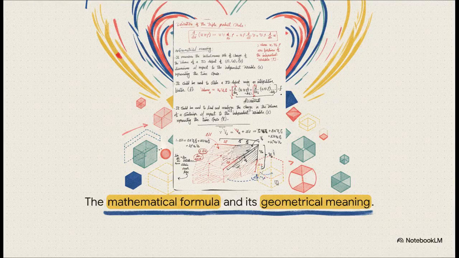If you check out these handwritten notes, you'll see right away how this rule is defined. Up top, we have the derivative with respect to x of u times v times rho. And right below it, the geometrical meaning is explicitly stated. It measures the instantaneous rate of change of the volume of a 3D object. So this isn't just an algebraic exercise on paper. It's the mathematical calculation of a physical object expanding in real time. This is exactly why mastering this dual perspective is a real game changer. It completely turns rote memorization into physical intuition.